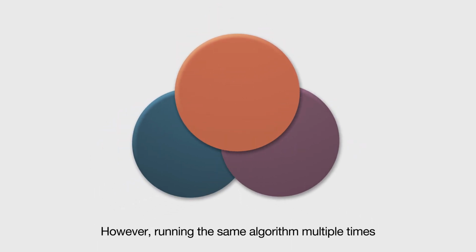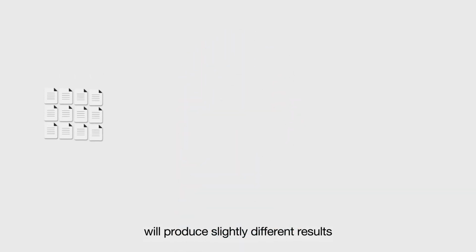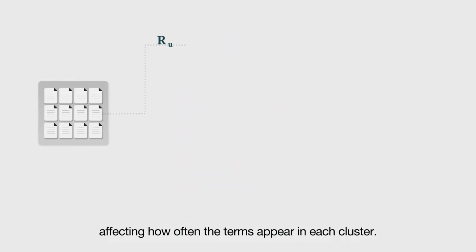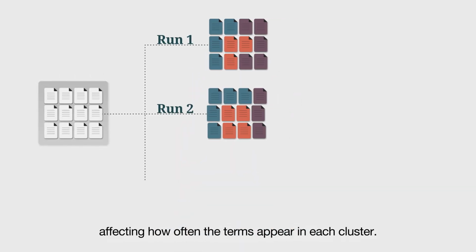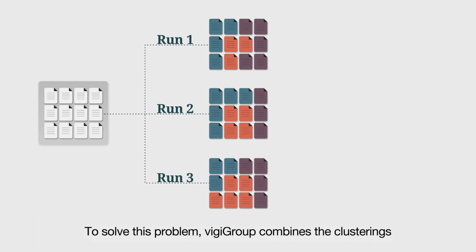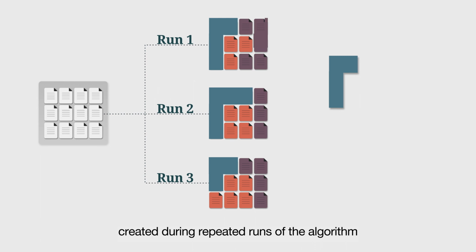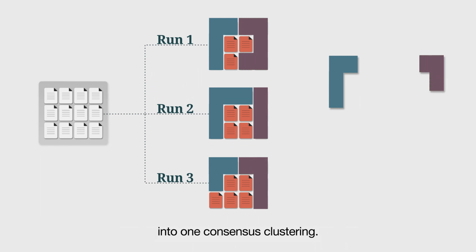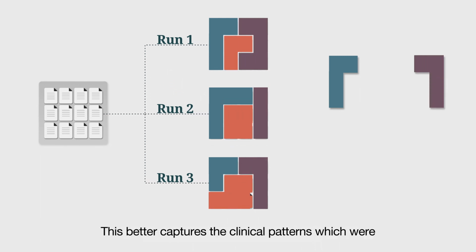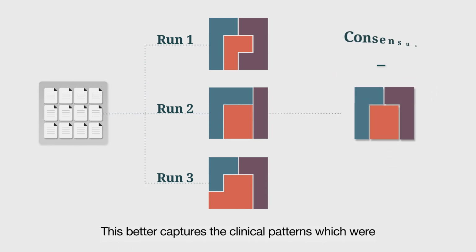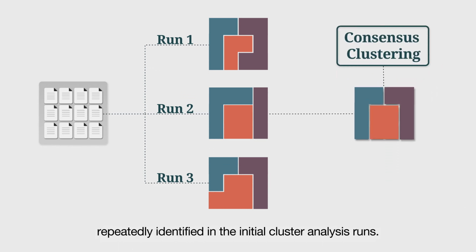However, running the same algorithm multiple times will produce slightly different results, affecting how often the terms appear in each cluster. To solve this problem, vigiGroup combines the clusterings created during repeated runs of the algorithm into one consensus clustering. This better captures the clinical patterns which were repeatedly identified in the initial cluster analysis runs.